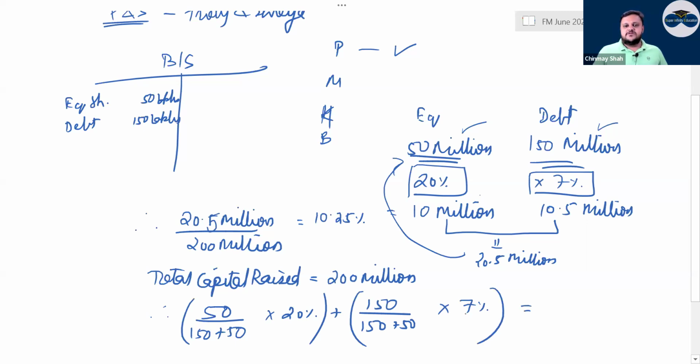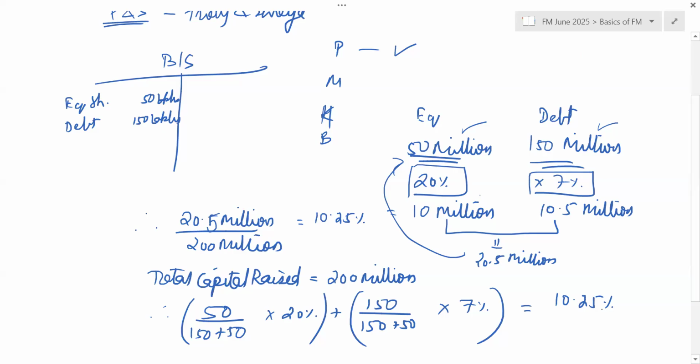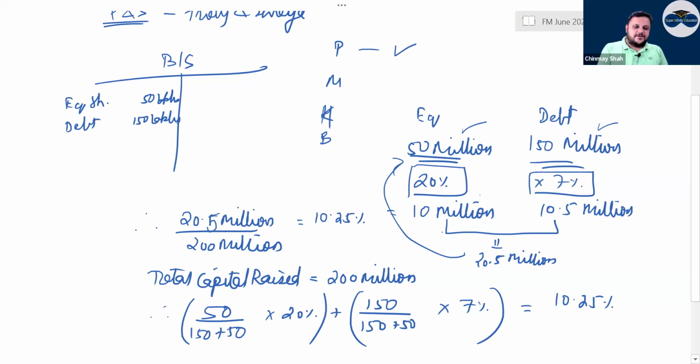Solve these two brackets. How much is it? Without a calculator, I can tell you it will come to 10.25% only. Check, see whether it is working or not. Makes sense? Just check out once. Are you okay with it? Does it come to 10.25% or no? Yes, sir. Right. This is the weighted average cost of capital, the WACC formula.